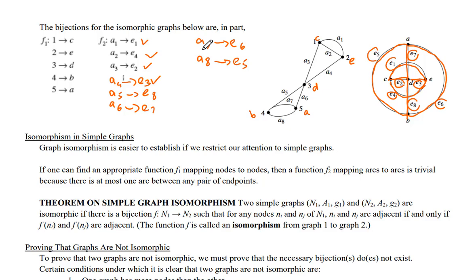I could switch, for example, A7, which I'll call E5, because A7 just connects A to B. So I have two ways of connecting A to B, either E6 or E5. So this can be switched. Similarly, A1 and A2 I could flip. This is E4 and this is E1. So there is more than one map. But as long as you map every node in one graph to the other and every arc in one graph to the other graph, we have isomorphic graphs.